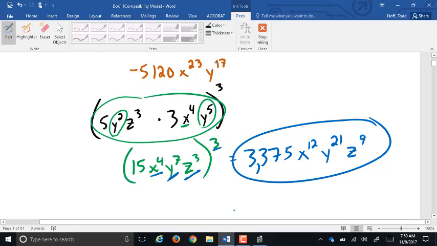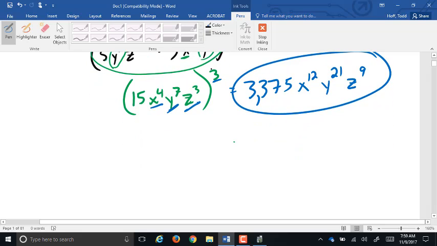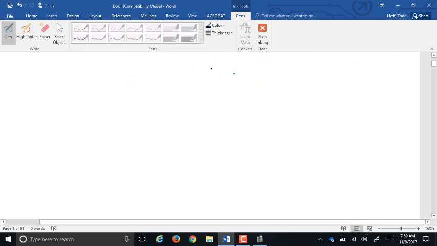Any questions? It looks like it, but it's the same process again as our scientific notation. All the exact same steps.